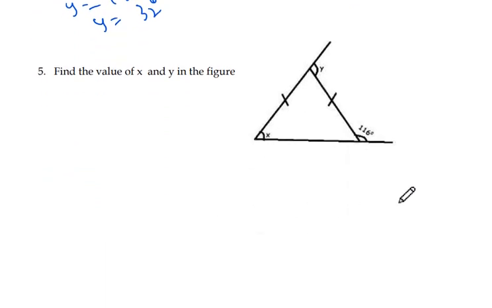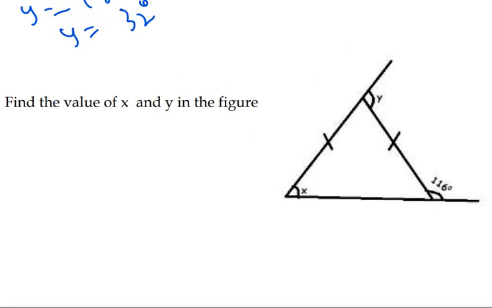Number 5, find the value of x and y in the figure. Look at this. To get the value of x and y, let me zoom it out a bit. Okay, good. To get the value of x, this is an isosceles triangle, so this angle is equal to this angle. To get this angle, we use angle on a straight line. Look at this, it is a straight line. So this angle becomes 180 minus 116, which is equal to 64.